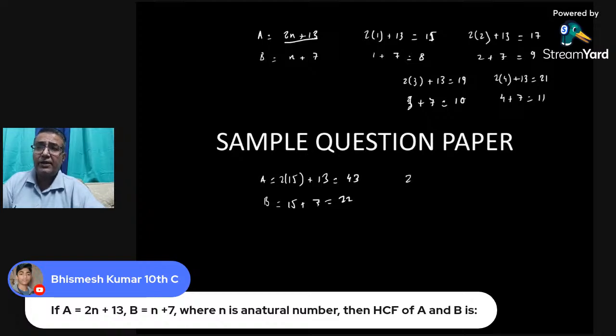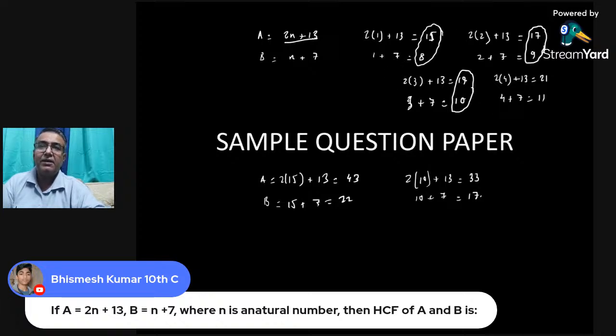Let's take 10 as an example. 2 times 10 is 20, plus 13 gives you 33, and 10 plus 7 is equal to 17. So what pattern are you seeing here? If you think closely, I am seeing a pattern. If you look at these numbers, 8 and 15, 9 and 17, 10 and 19, 11 and 21, the first number is always 1 less than twice the second number.